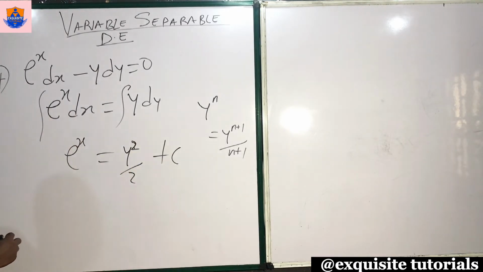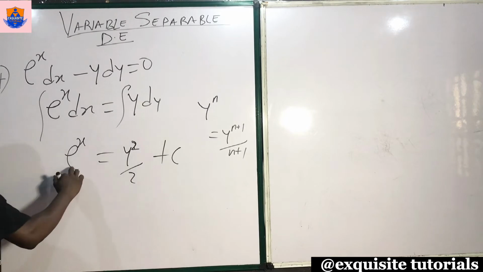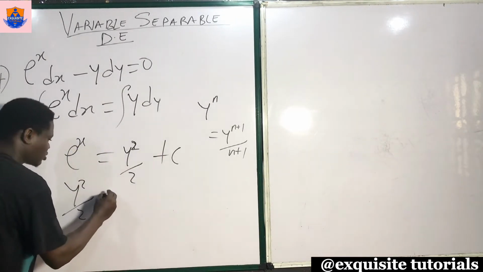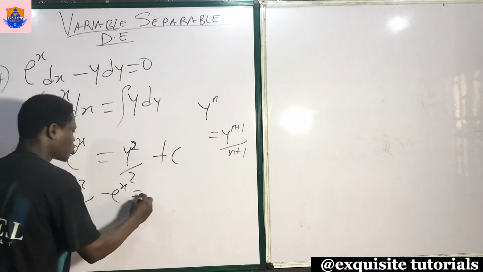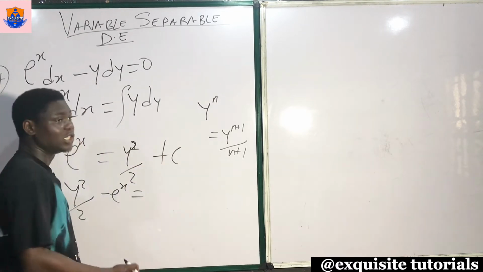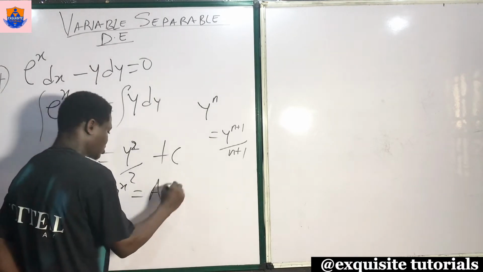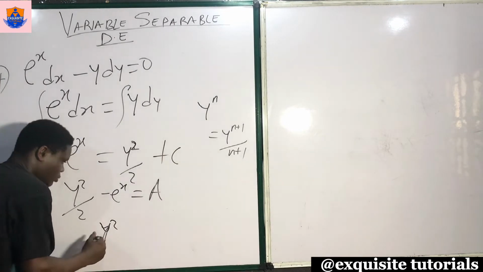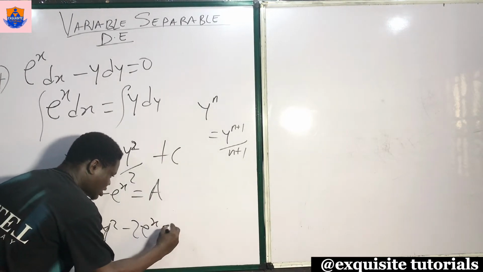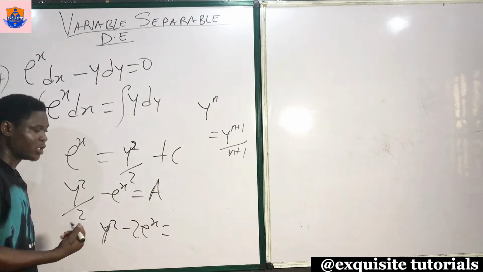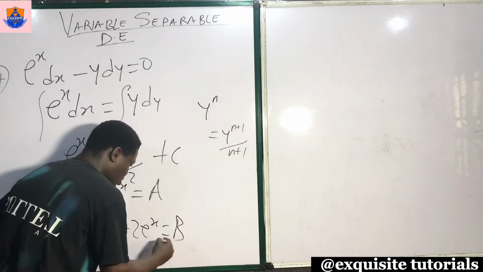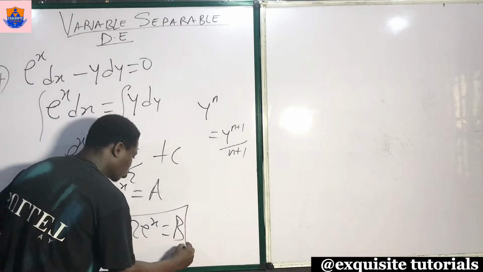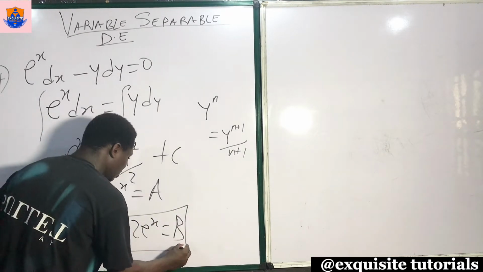So we can therefore say, let me take this guy here. We have y squared over 2 minus e to the power x is equal to, if I take this guy, minus c. Minus c is also a constant. Let me call that constant a. Now if I multiply by 2, I'll have y squared minus 2e to the power x is equal to 2a. 2a is also a constant. Let me call that constant b. So this becomes our general solution.